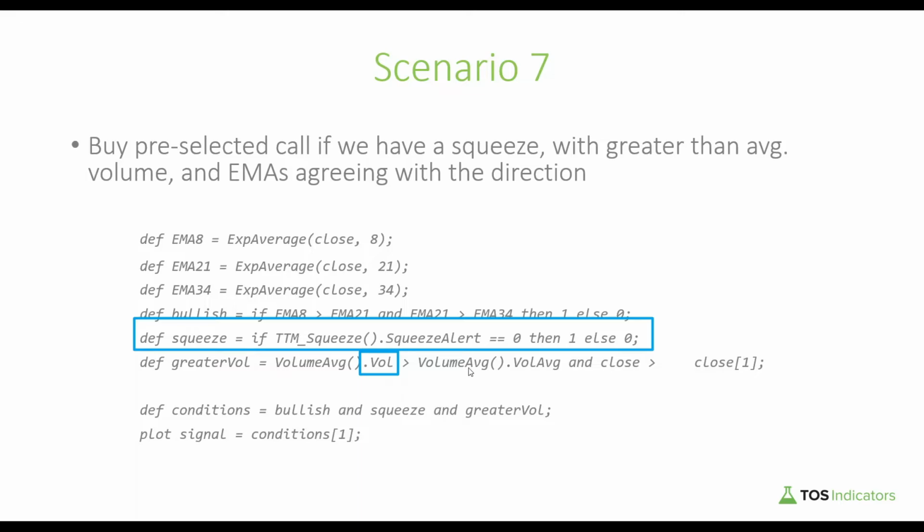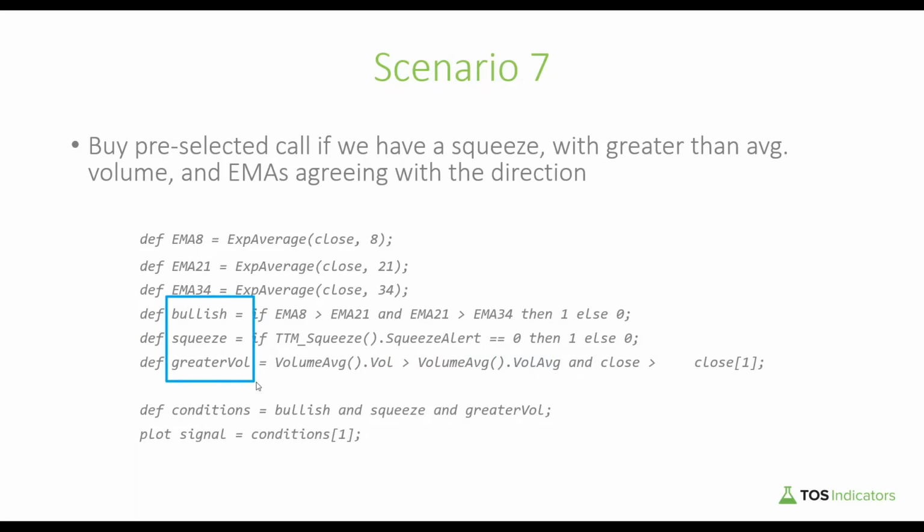Particularly, we're going to use the two plots, the volume plot, and we're checking if that is greater than the actual volume average line. And if that's true, and we also have our close, which is greater than the previous close, then we want that plot to be true. And so now we take all three of those conditions, right?